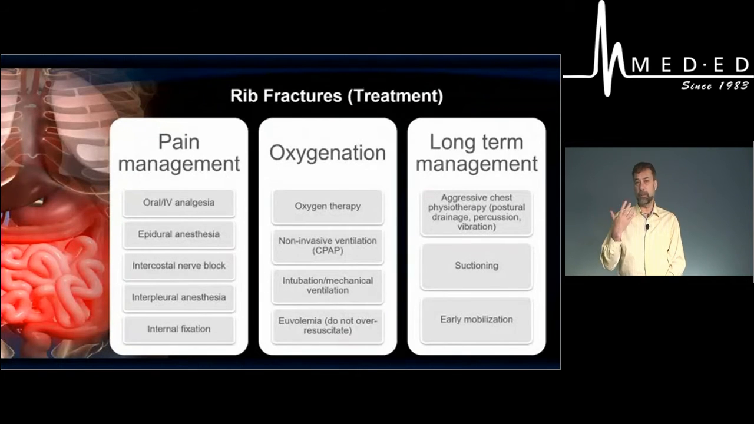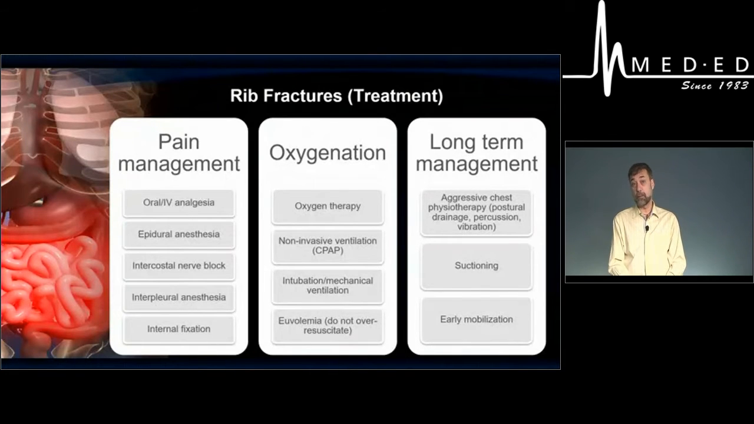And that can be anywhere from something as simple as oral or IV analgesia to more aggressive pain management techniques like epidural anesthesia, intercostal nerve blocks, interpleural anesthesia, even internal fixations. But all of those will help to control the patient's pain, which in turn will improve their oxygen status as they take deeper and more robust breaths.